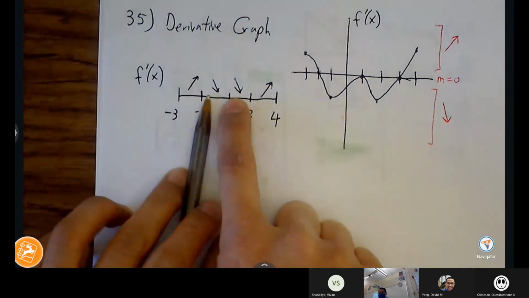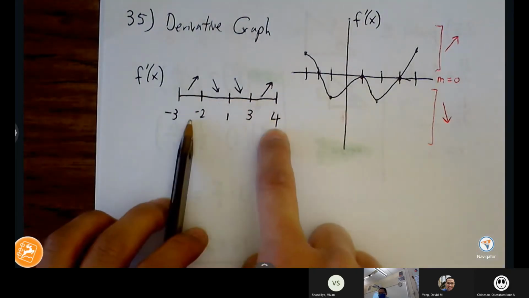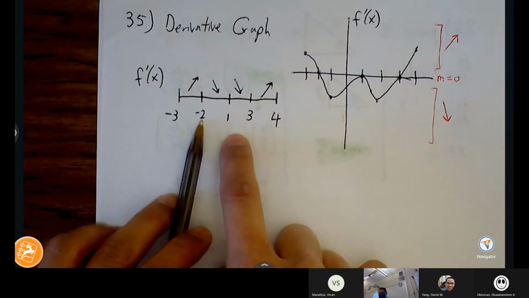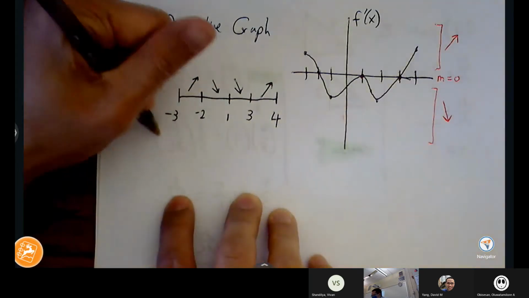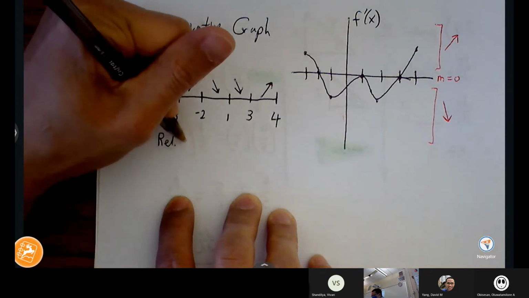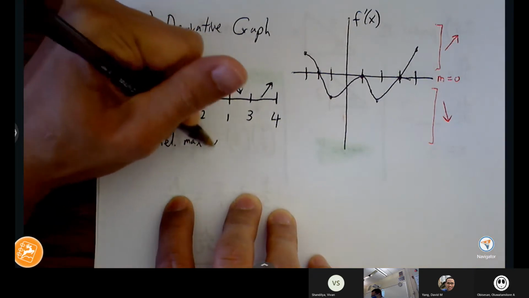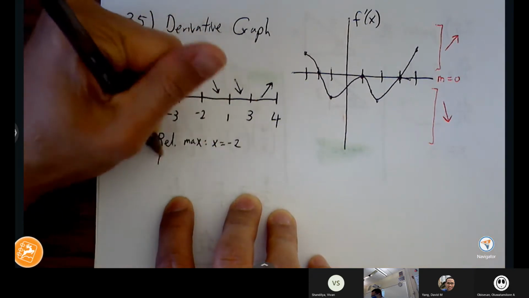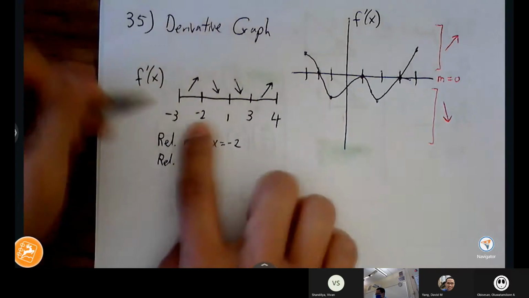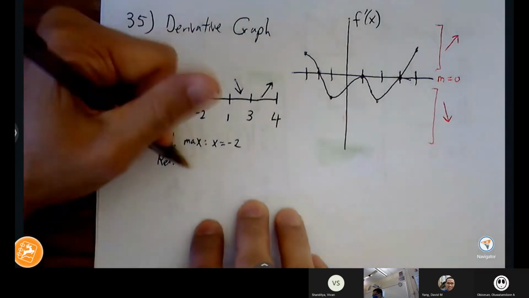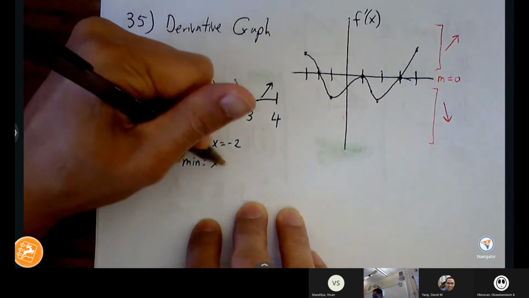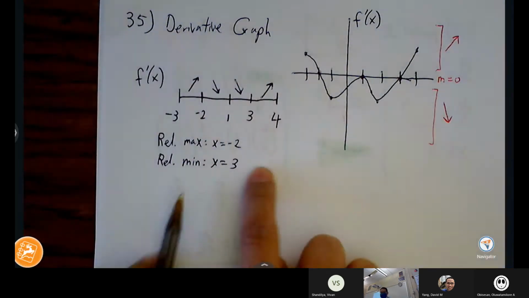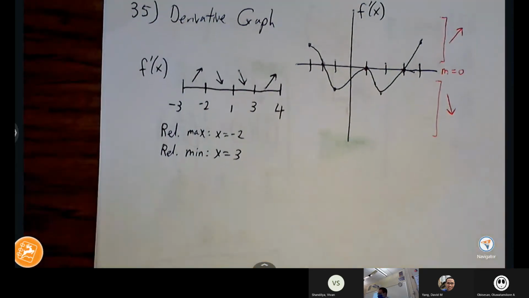So these arrows give us a much better idea of how the graph actually looks, right? We expect a relative max at -2, a relative min at 3. Let me just write those. And then you can obviously tell where the increase and decrease are. That's pretty straightforward. But I just want to make a note, max and mins.